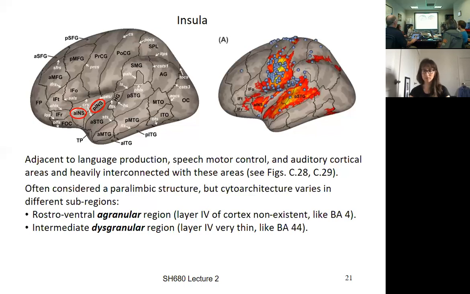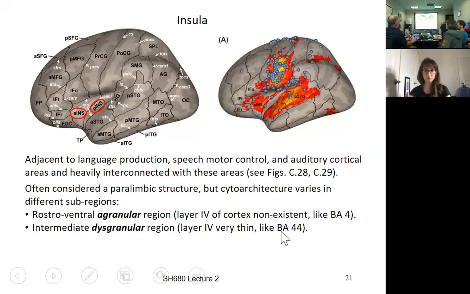I'm not going to go into, well, a little bit of background. So agranular cortex, there's some of that where layer 4 is essentially gone. Layer 4 is the granular layer. That's the input layer from the periphery. Not much of that in motor cortex. So that part of the anterior insula, the rostroventral part up here, seems to be kind of like primary motor cortex. Other parts that are dysgranular, that means there is a very thin, but at least some layer 4.